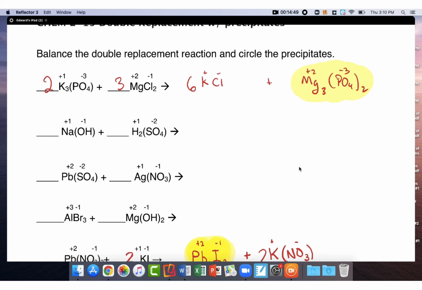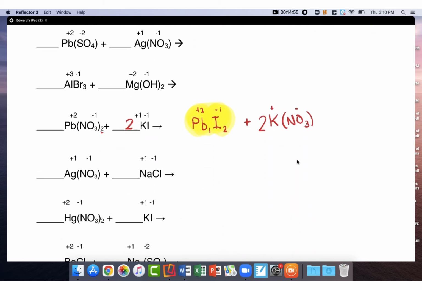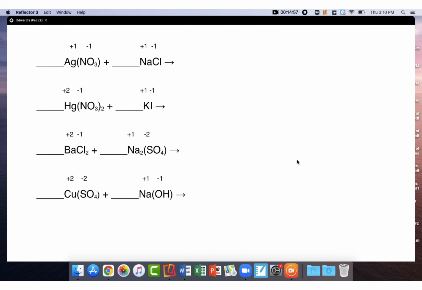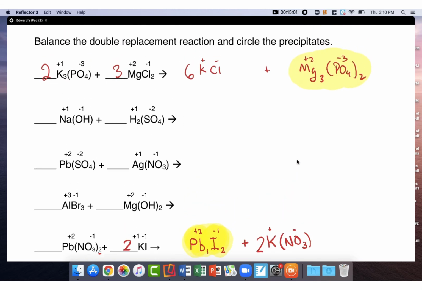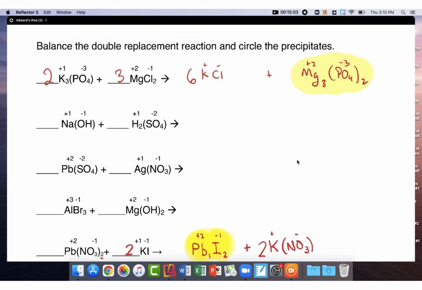All right, so doing this equation should be pretty easy, especially doing the double replacement reactions. You should have no problem. I have the charges on there. Just follow the same rules we've been doing. And then use your solubility chart to figure out which is the precipitate and which is not. There are 2 that have no precipitates, so just warning you. Okay, I hope that helps.